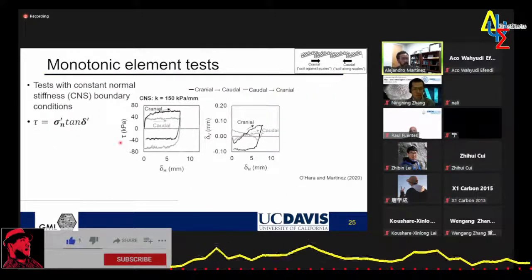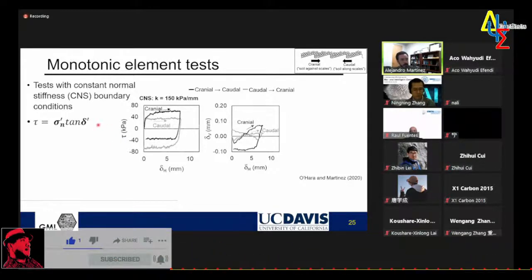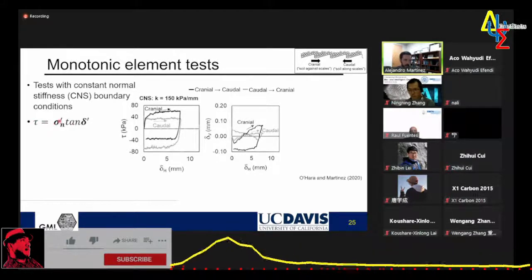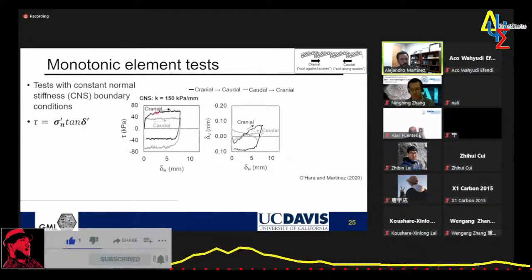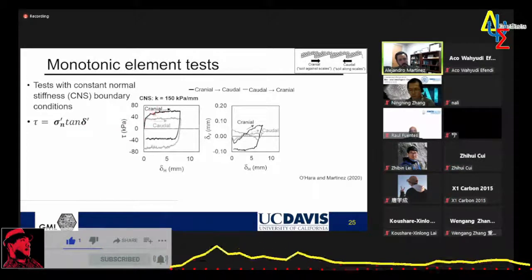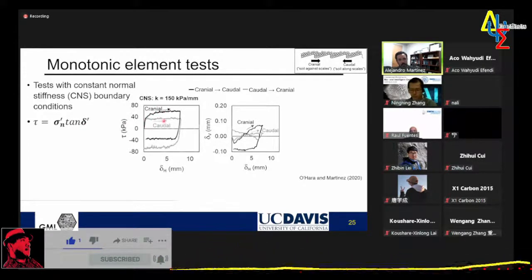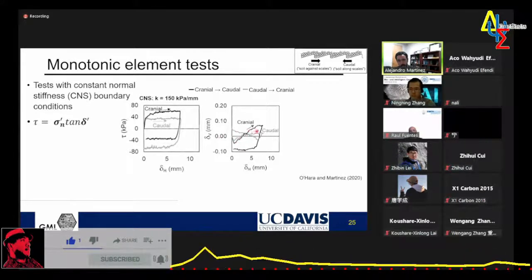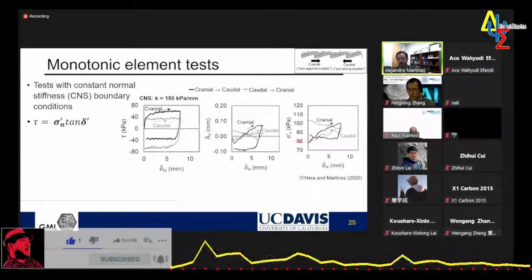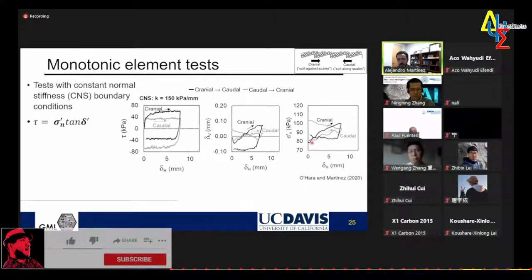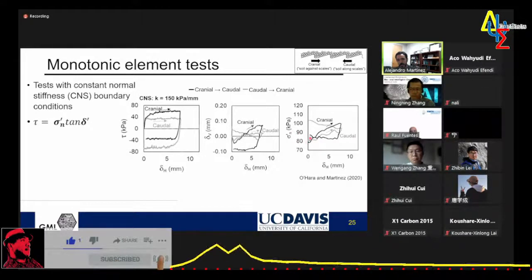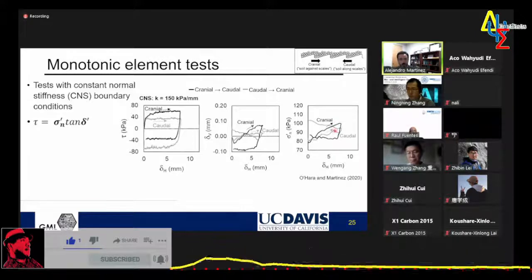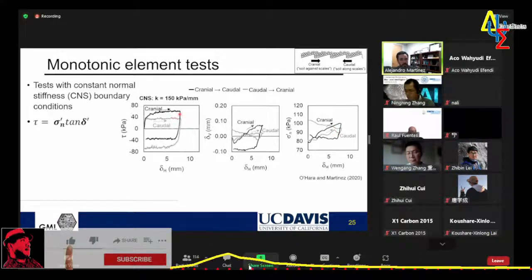So we went back to the lab and we performed these types of experiments. Now, to look at the strength, tau, we need to remember that the strength depends on the effective stress and the friction angle. And so we see the test in the cranial direction has a much greater strength than the caudal direction. I had already shown that in the cranial direction, we dilate more than in the caudal. But what changes now with the constant stiffness boundary is that the normal effective stresses increase more in the cranial direction than in the caudal. So now we have two contributions that lead to this large difference in the strength.